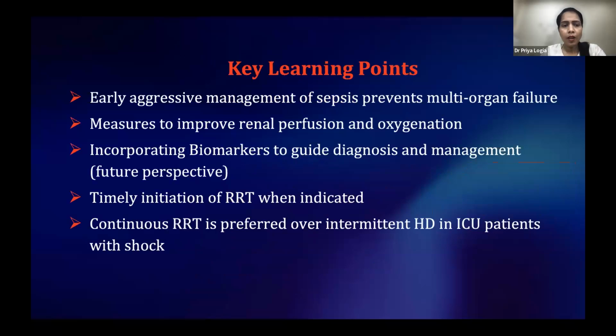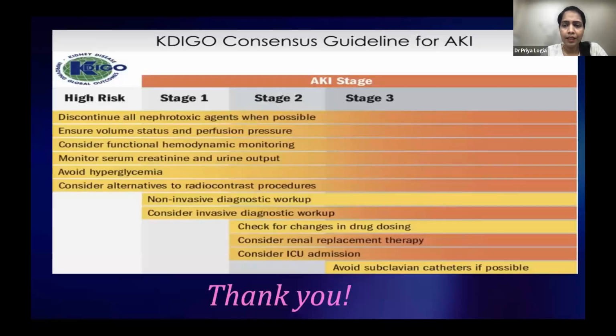So, the key learning points are: early aggressive management of sepsis prevents multi organ failure. Measures to improve renal perfusion and oxygenation should be considered in a timely manner. Incorporating biomarkers to guide diagnosis and management plays a key role, and timely initiation of RRT when indicated. So always apply the AKI care bundles.